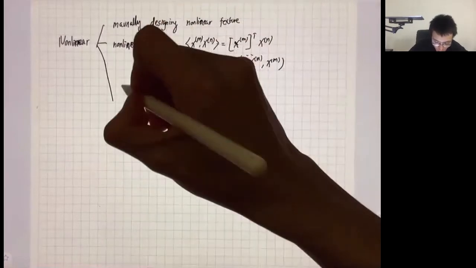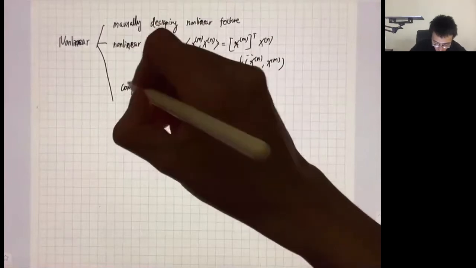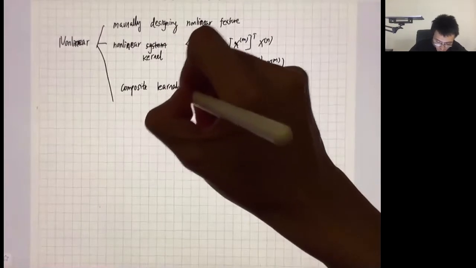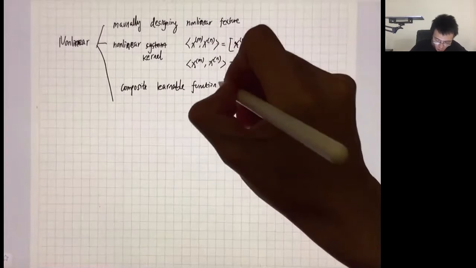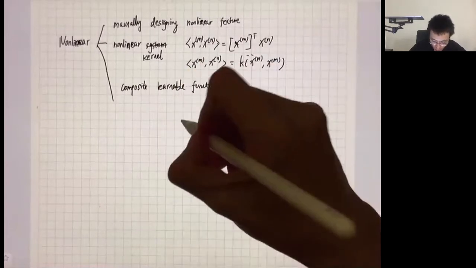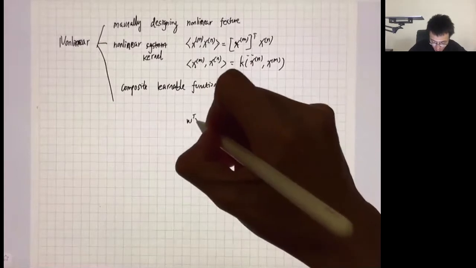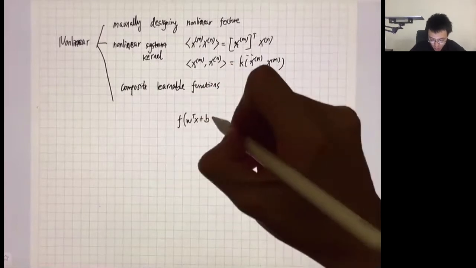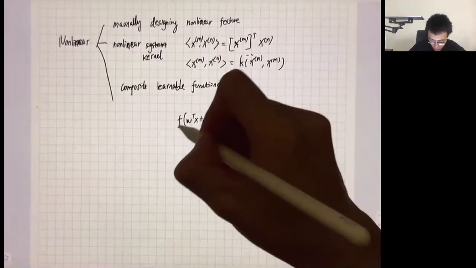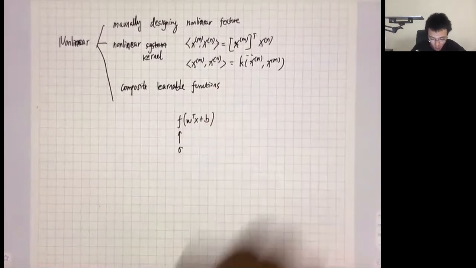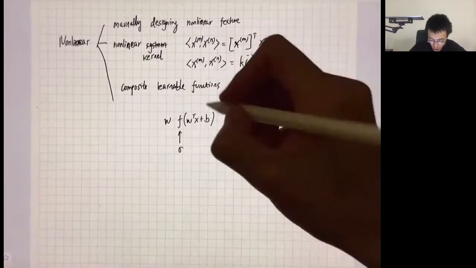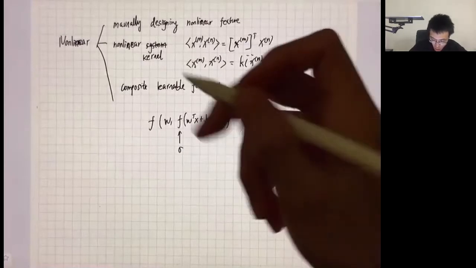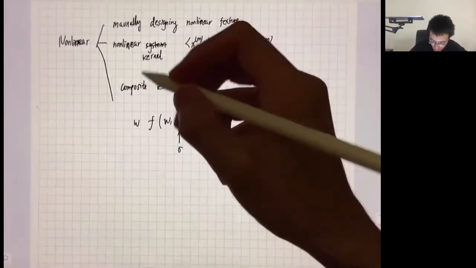The third approach is composite nonlinear functions, composite learnable functions, where the idea is, what if I still have a linear cascade, something like this, okay? Then I will apply some nonlinear functions, for example, f, okay? For example, the f could be the sigmoid function. Then I would apply the linear transformation again, but with some different weights. Then, some other nonlinear functions, and so on and so forth.